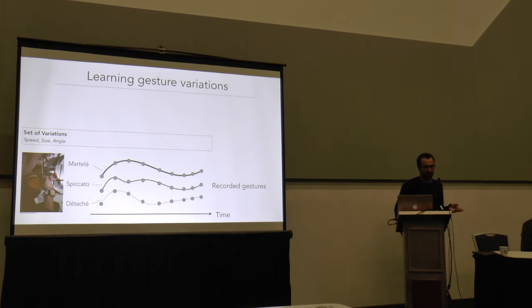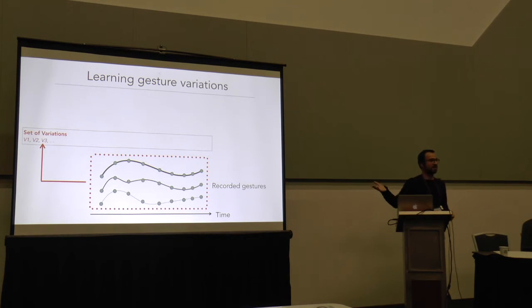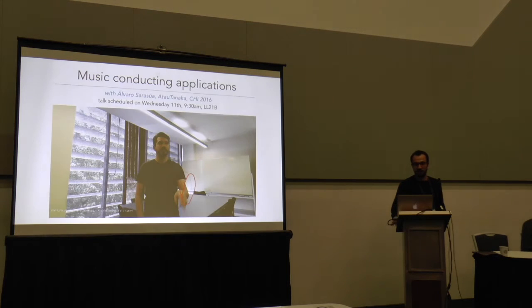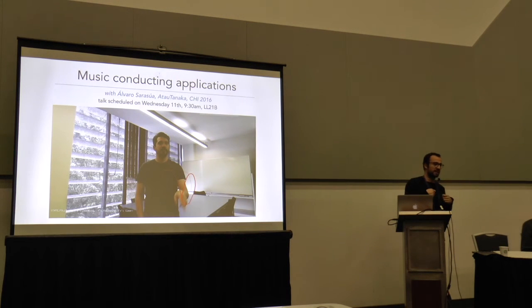And the second one that I want to present today is because in the previous model, the set of variation was fixed, predefined before. So we said, okay, we can track speed, size, and so on. And what about learning this set of variation based on what the user gives? So what we wanted to do is to say, okay, the user could train the system with their own variation of the gestures and then perform through it.